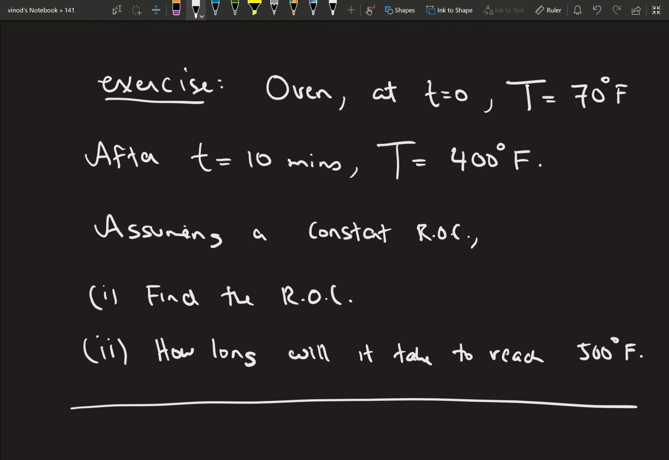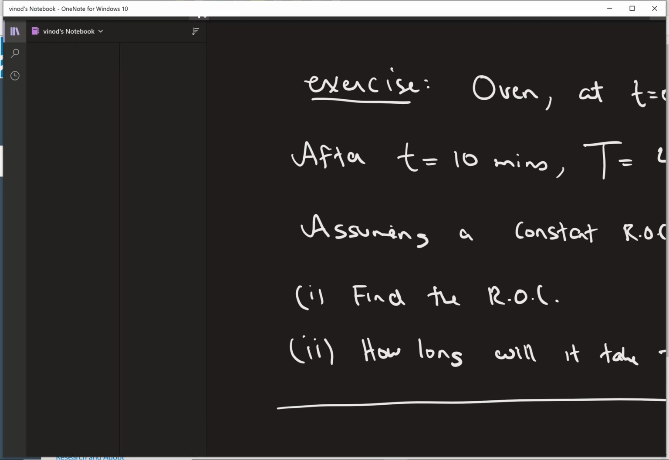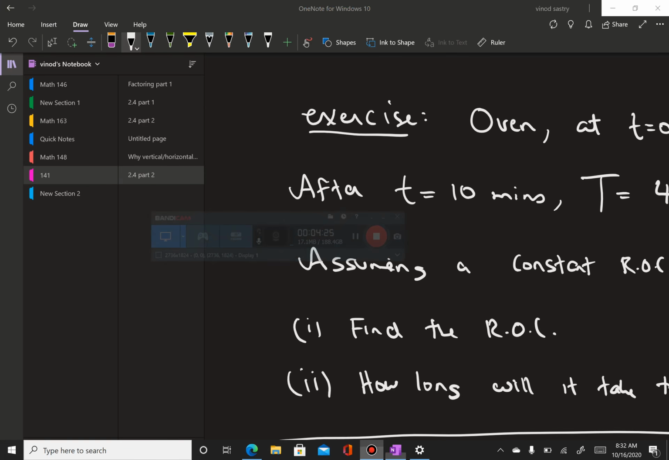Okay, so we're going to end here with this exercise. Essentially here, capital T is a linear function of little t, and that's what we're going to use to do this problem. So we'll stop here with this video, and we'll start with this exercise in the next video.